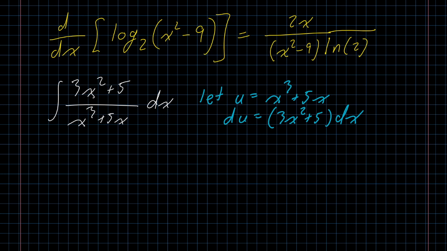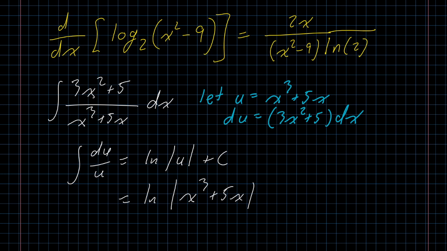That is incredibly convenient for us because this does in fact just turn into the integral of du over u, which is the natural log of the absolute value of u plus some constant of integration, and then plugging back in, this is the natural log of the absolute value of x cubed plus 5x plus our constant of integration.